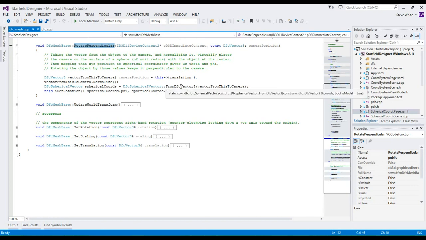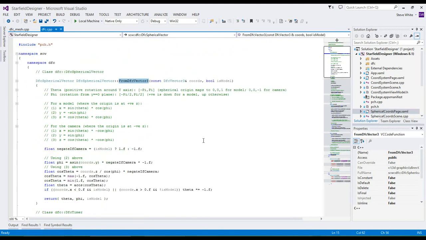Let's have a quick look in this helper function, the actual conversion. So this function will convert from Cartesian to spherical coordinates. It does it for the model variation or for the camera variation. We'll talk about the camera variation in a moment. But this is the code that goes ahead and does that conversion.